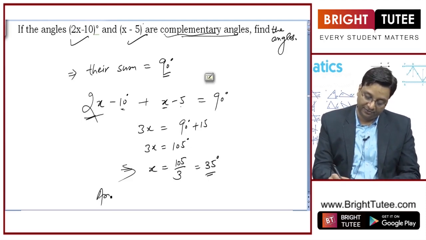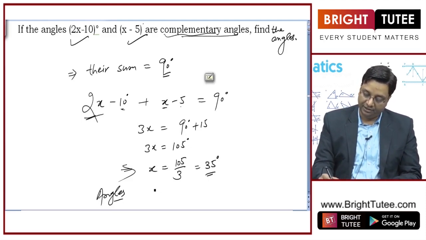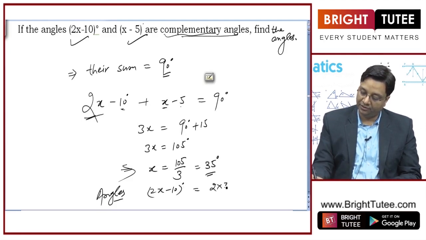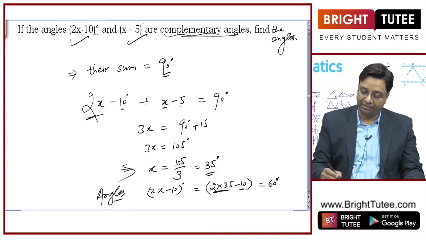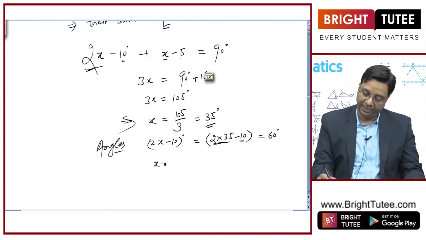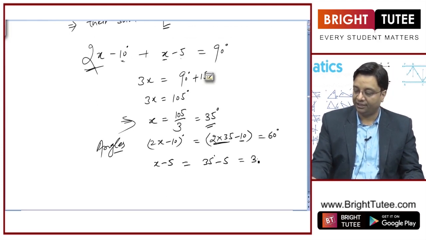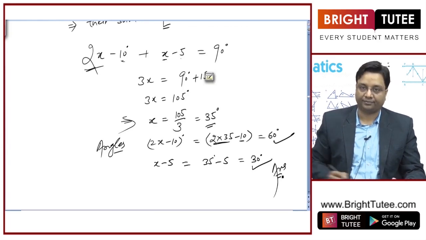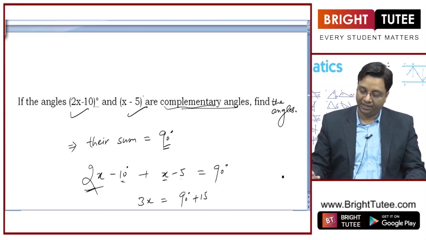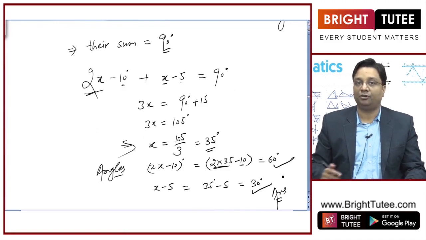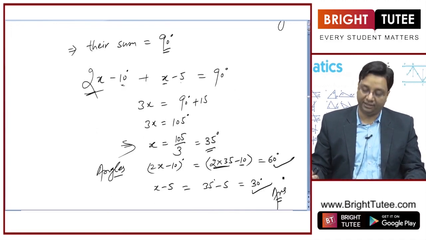Now the angles are 2x minus 10, that is twice of 35 minus 10, 70 minus 10, that is 60 degrees, and the other one is x minus 5. So x minus 5 is 35 minus 5, that is 30 degrees. So this is your answer: 60 degrees and 30 degrees. As you can clearly see, these are complementary angles because their sum is 90 degrees.